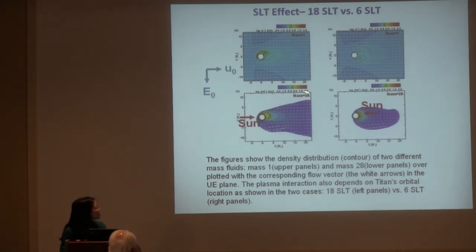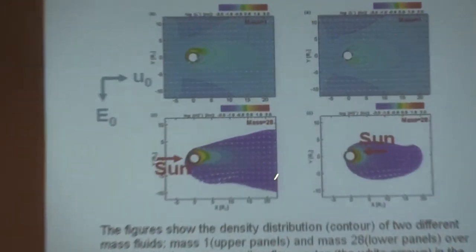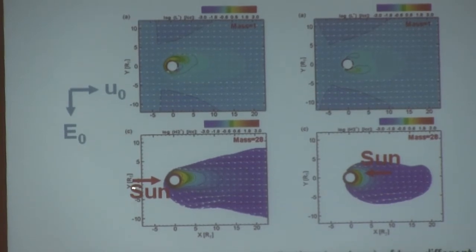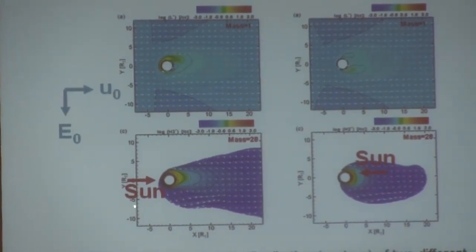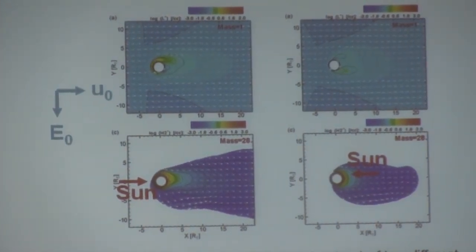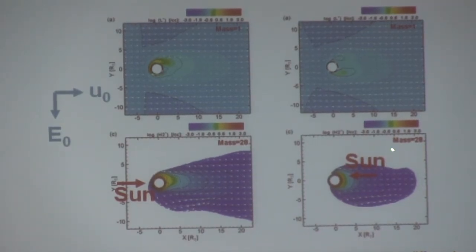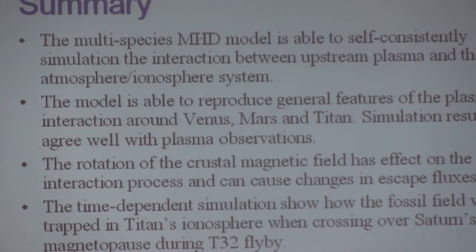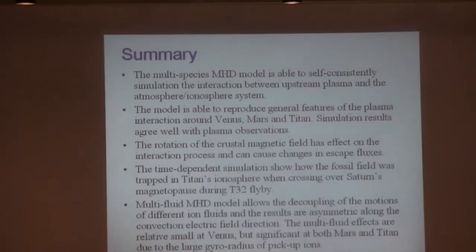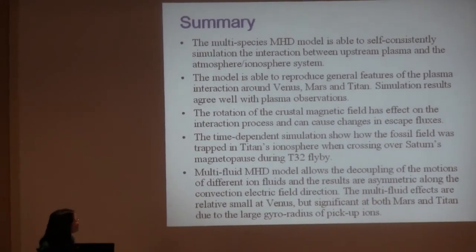And when we calculate the escape fluxes, we found that the escape fluxes vary significantly for those different cases. We see larger escape for the heavy ions during this case, but we see much less ion escape for the morning sector. So here is the summary. Since I'm running out of time, I'm not going to go through it.